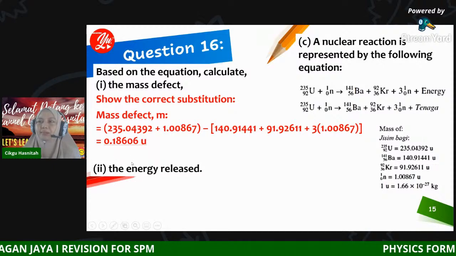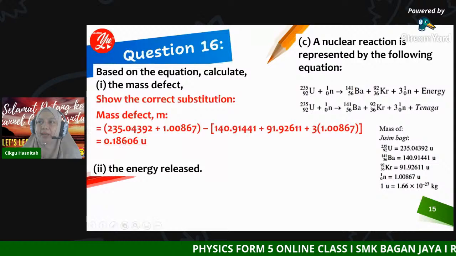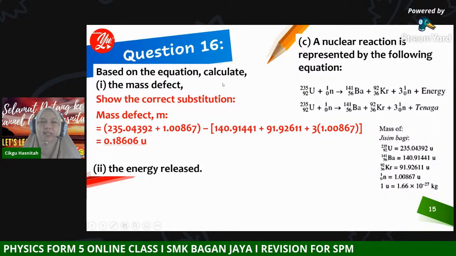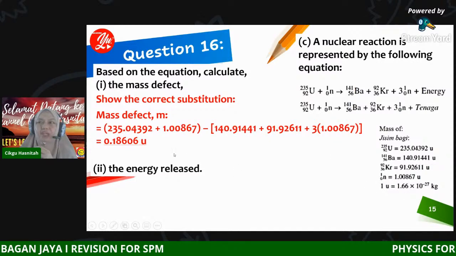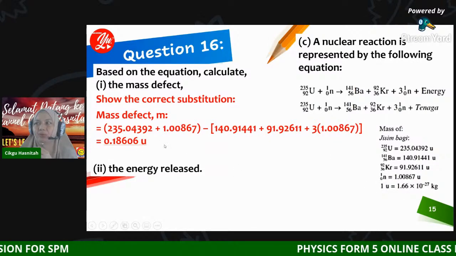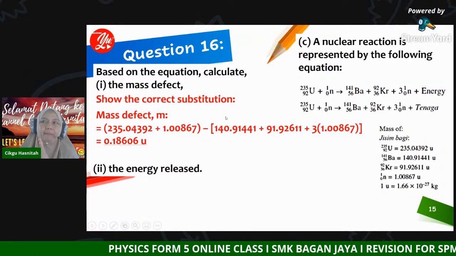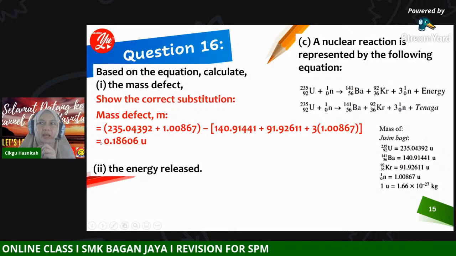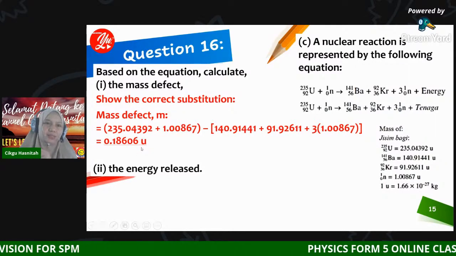So this is the answer for the mass defect, 0.18606 u. If they ask you to place the answer in kilogram, you have to convert into kg by multiplying this value with 1.66 times 10 to the power of negative 27. But for this question, it doesn't state in what unit you have to place, so it is enough to leave it in atomic mass unit, u.